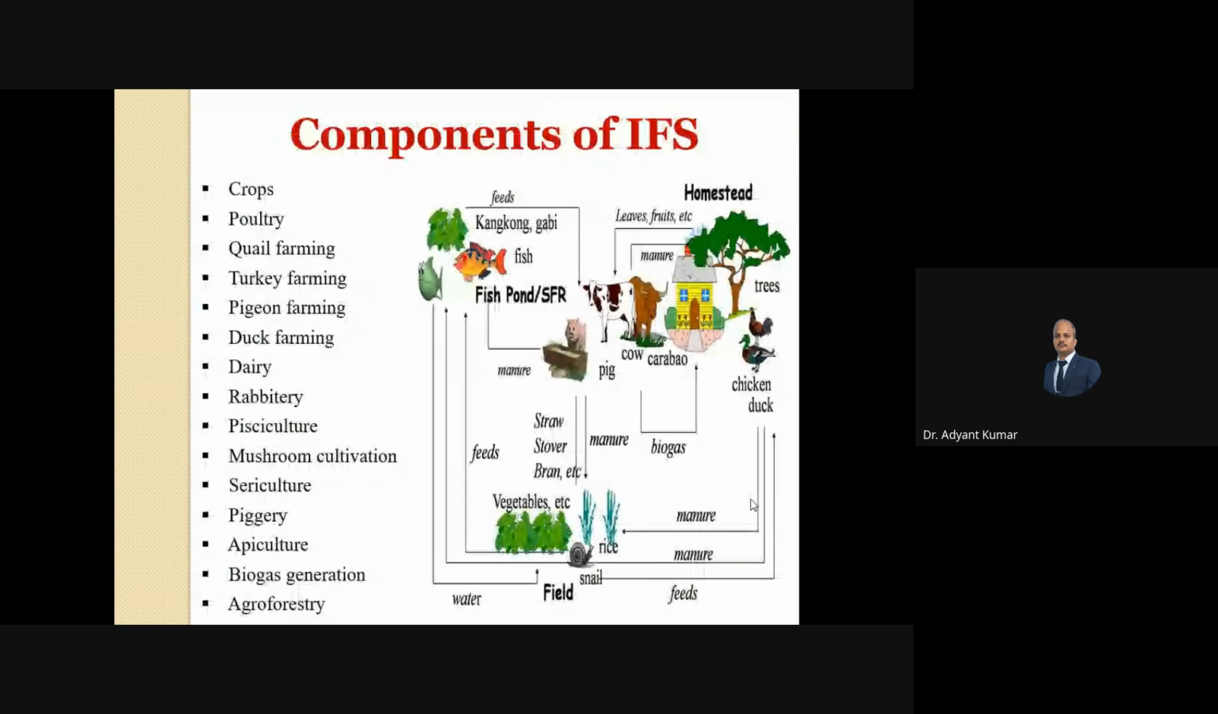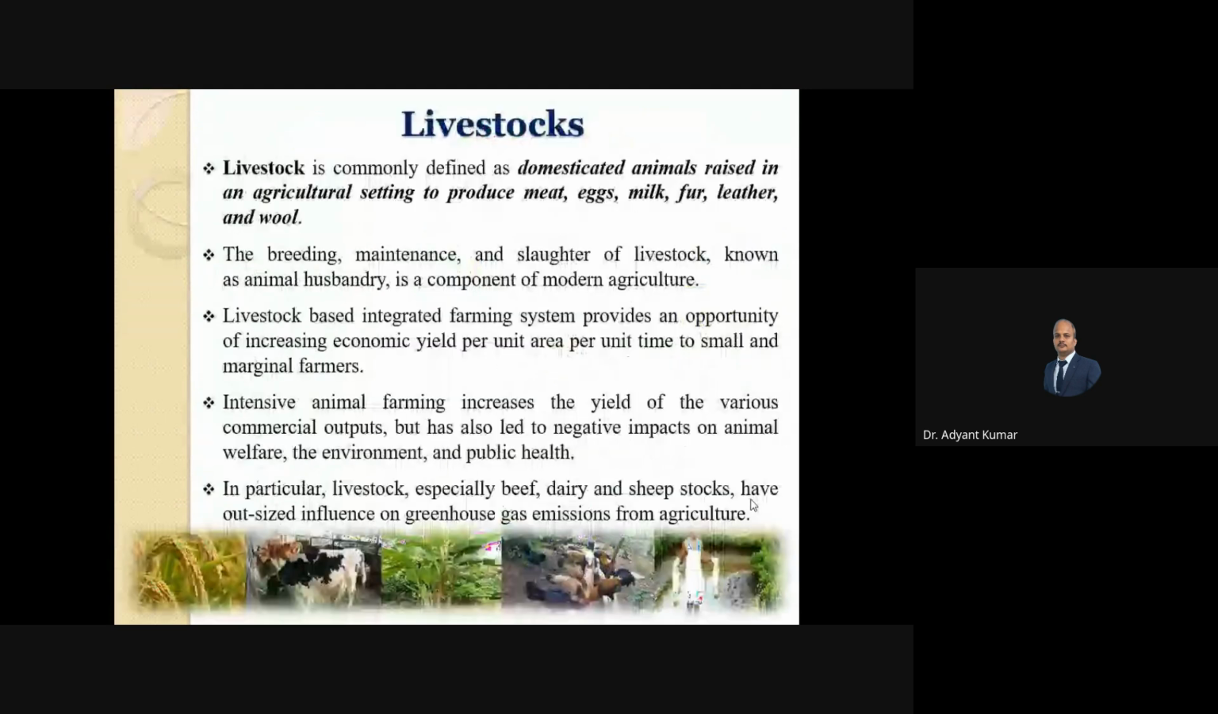These are the components of the farming system, where you can see that except a few components like crop, mushroom, biogas and agroforestry, all components are related to livestock. So what do we mean by livestock? It is domesticated animals which are raised in agricultural settings to produce meat, egg, milk, fur, leather and wool, as well as for draught purposes in the agriculture sector.